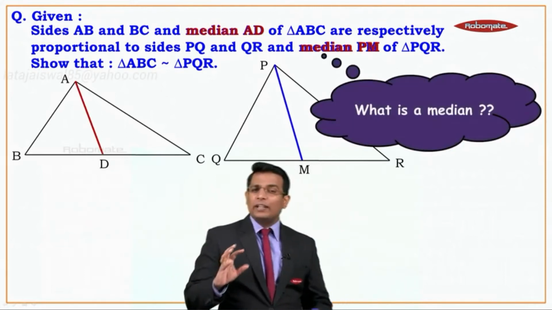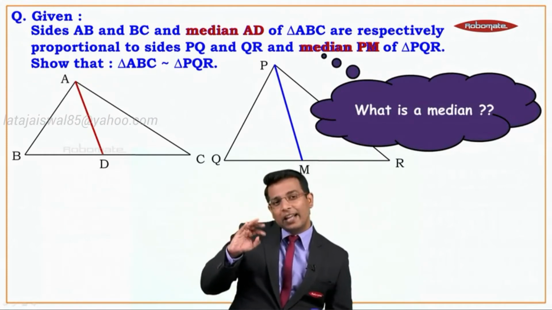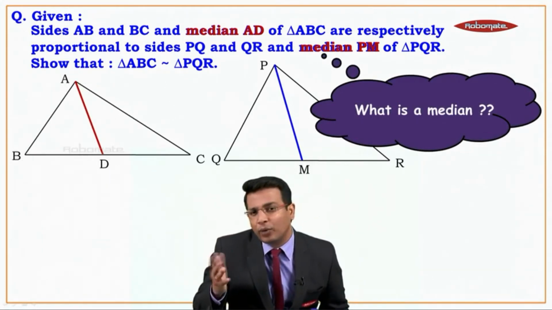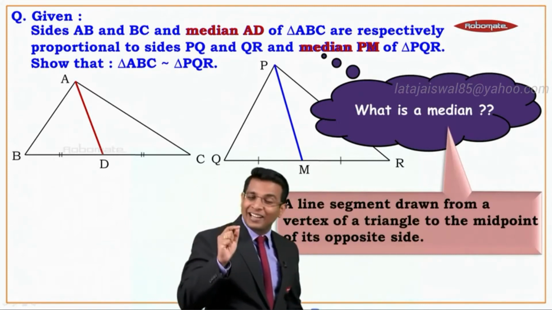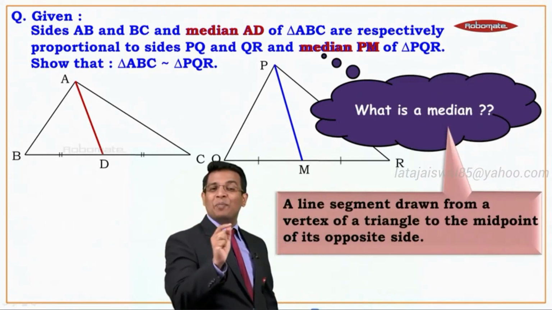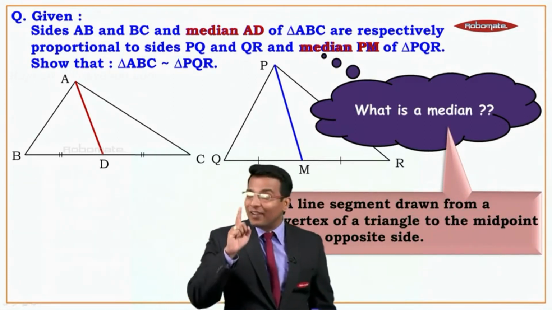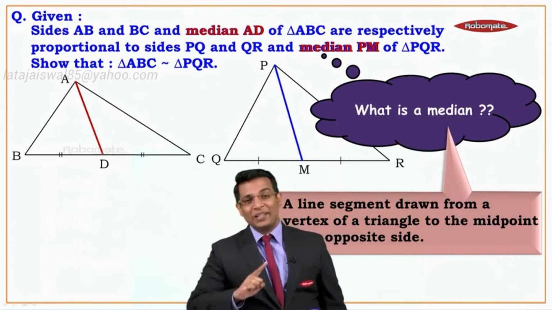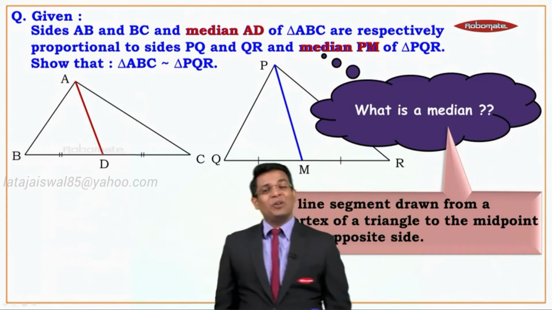Now here we need to understand, we had the word median coming twice, median AD and median PM. But first understand what a median is. A median is nothing but a line segment drawn from the vertex of a triangle to the midpoint of its opposite side. So if AD is a median, that means D is the midpoint of BC, and if PM is a median, that means M is the midpoint of side QR. This is what we know in the sum.